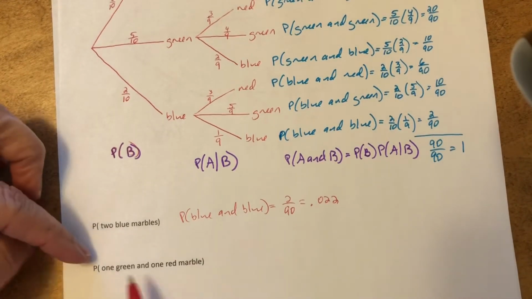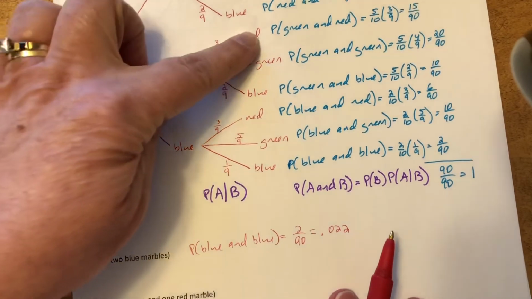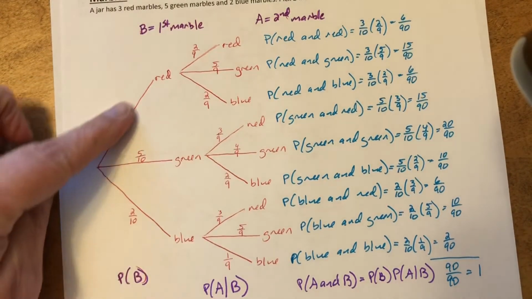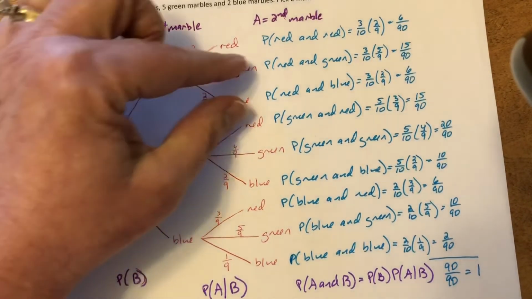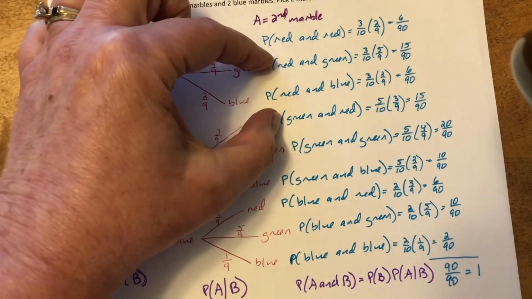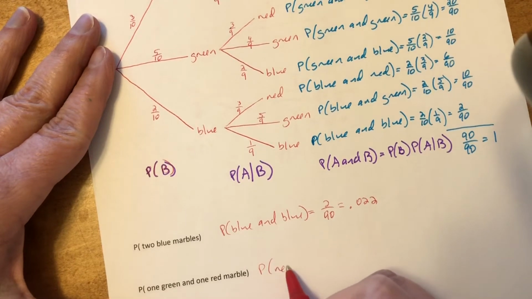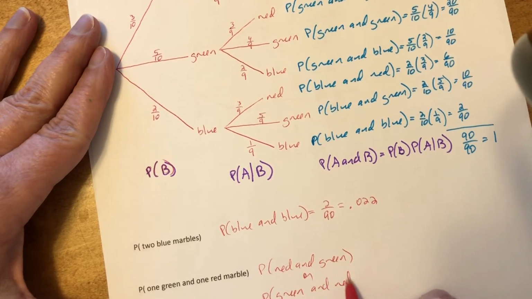All right, what's the probability of 1 green and 1 red marble? Okay, so 1 green and 1 red is right here. Whoops, 1 green and 1 red. But then 1 green and 1 red is also right here, okay? So we're basically going to need these 2 branches, okay? So we're going to need probability of red and green and probability of green and red. So we're going to do the probability of red and green, or the probability of green and red.